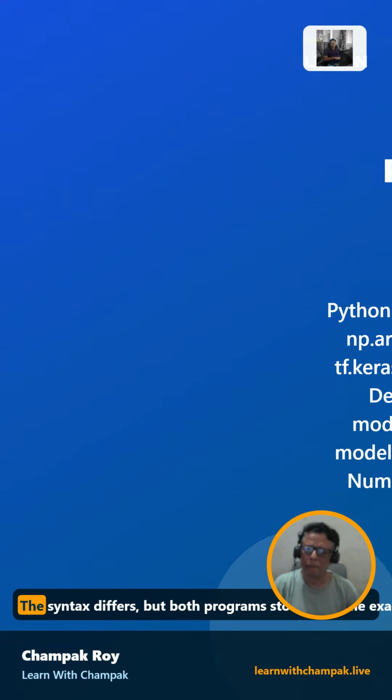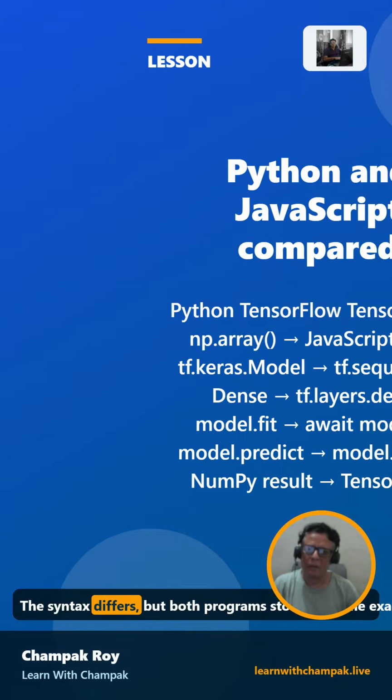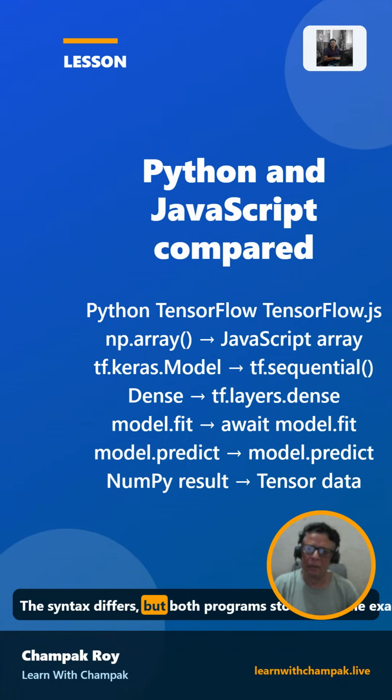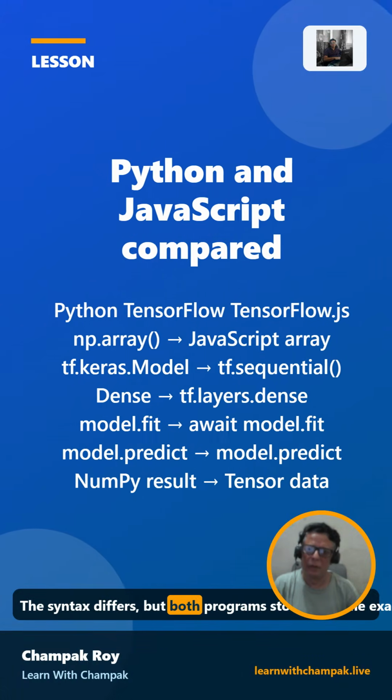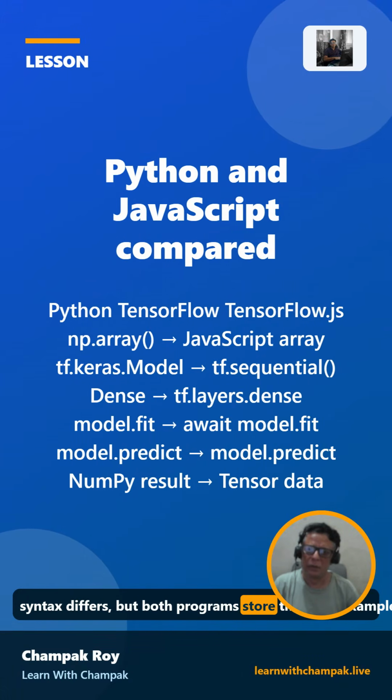The syntax differs, but both programs store the same examples, build one sigmoid neuron, compile the same learning choices, train for 1000 epochs, and apply the same 0.5 threshold.